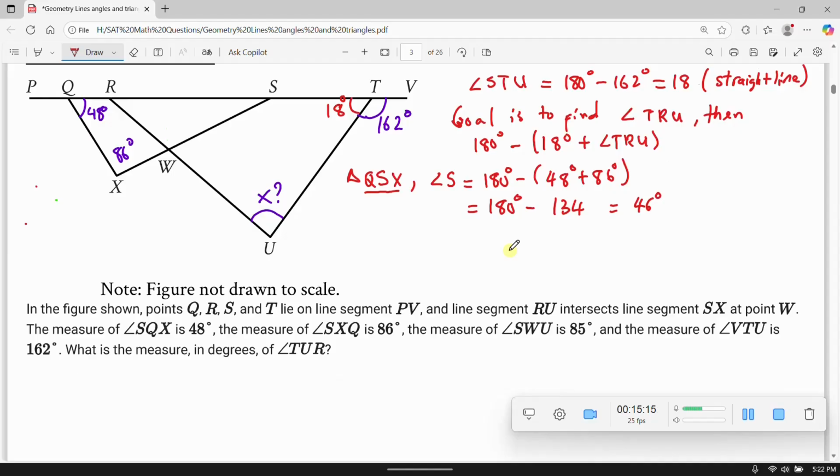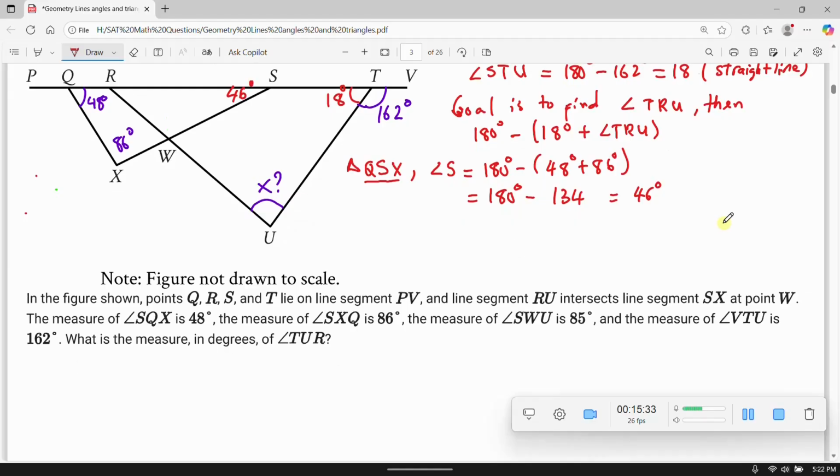So I'm going to write this on my diagram. Angle S is 46. The purple is what was given. The red angles are the angles that I found by solving some of the angle relationships in the triangle. Now we need to find the angle RWS. It's going to be 180 minus 85. Why is that? Because it is on a straight line.